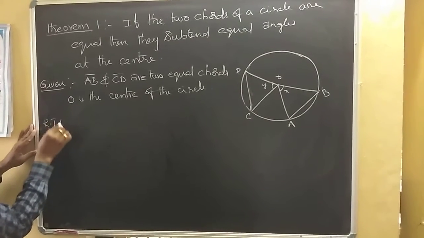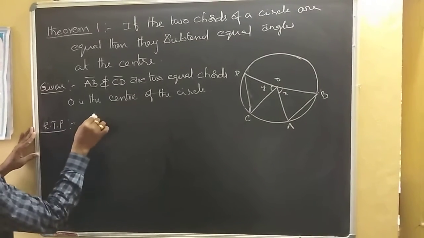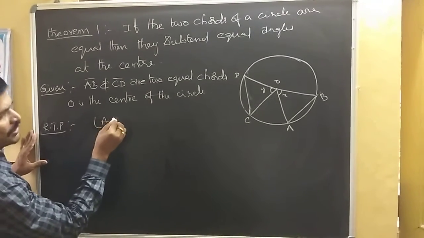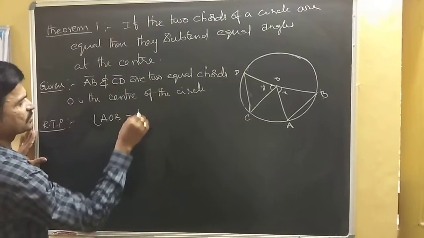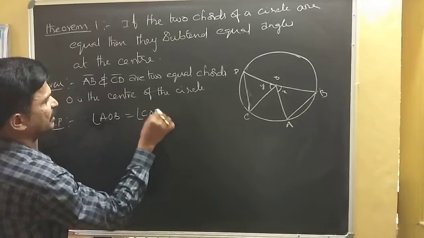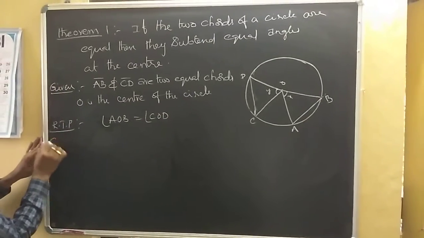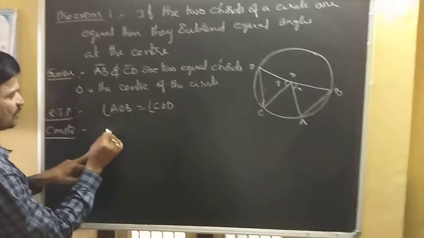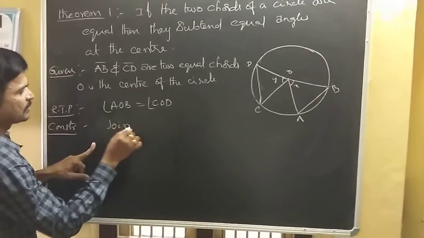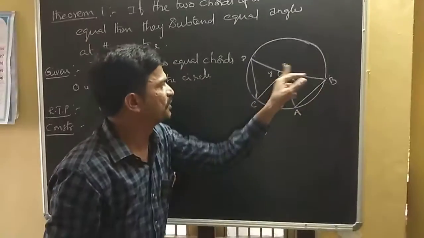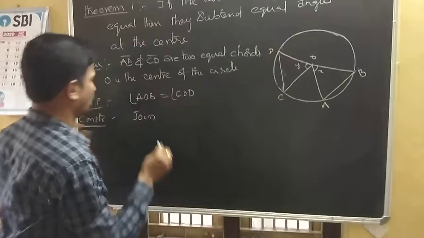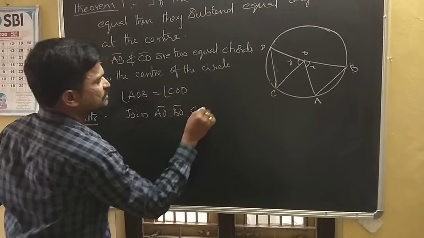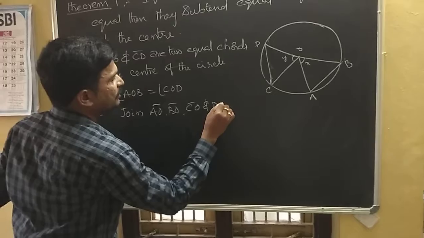And now RTP. What is RTP? Angle AOB is equals to angle COD. Isn't it? Now small construction is there here. What is the construction is there? Join AO, BO, CO and DO.